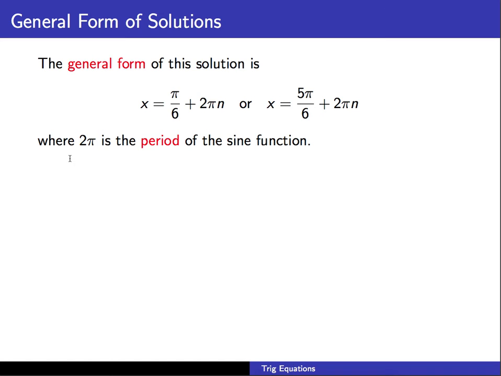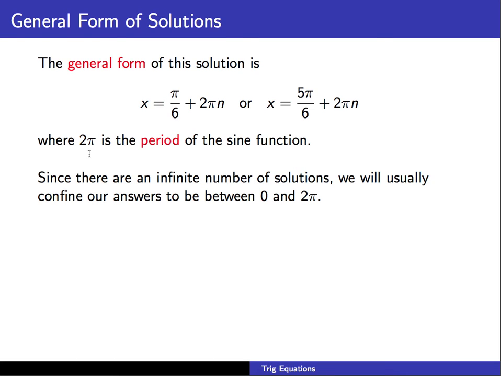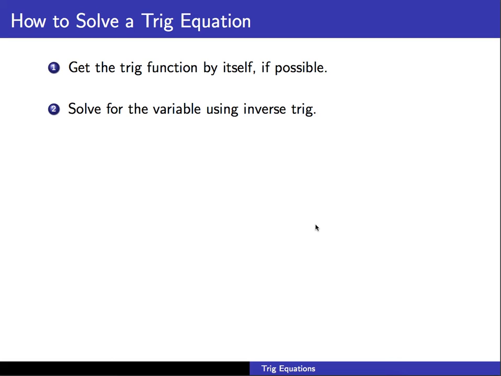Again, keep in mind the period for sine, cosine, secant, and cosecant is 2 pi. For tangent and cotangent it's only pi. Since these sequences generate an infinite number of values, we're going to confine our answers to between 0 and 2 pi, or within one rotation. So to solve a trig equation, get the trig function by itself if possible, just like you'd solve any equation for x by trying to get x by itself, and then solve for the variable.